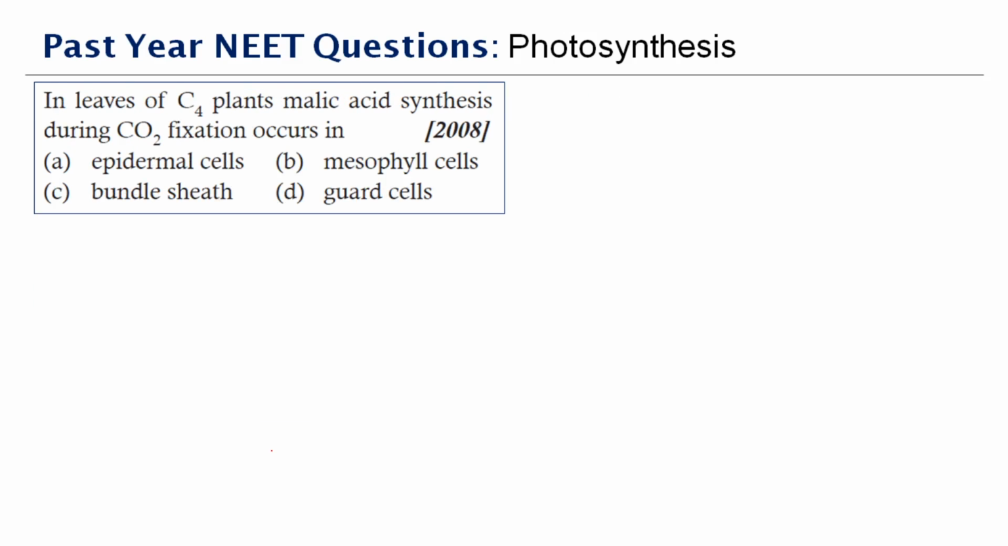Next question here. In leaves of C4 plants, malic acid synthesis during carbon dioxide fixation occurs in dash. Okay, so I think by now you have guessed the answer. It should either be mesophyll cells or bundle sheath, but I'll tell you. In leaves of C4 plants, malic acid synthesis during carbon dioxide fixation occurs in the mesophyll cells. So what is mesophyll? They are cells which perform C4 cycle, and the cells of the bundle sheath perform C3 cycle. So this you need to clarify.